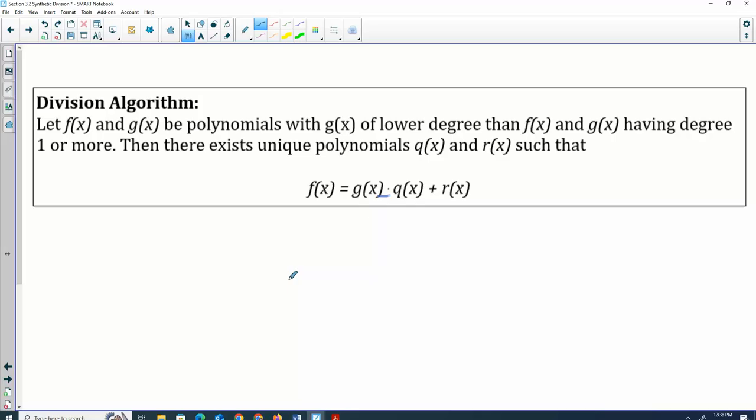The division algorithm says if you have two polynomials, f and g, as long as g is lower degree, then there exists unique q of x and r of x, such that f is equal to g times q plus r. Sounds really confusing. All it's saying is you can divide two functions and get a quotient and remainder. That's the unique q of x is the quotient, r of x is your remainder.